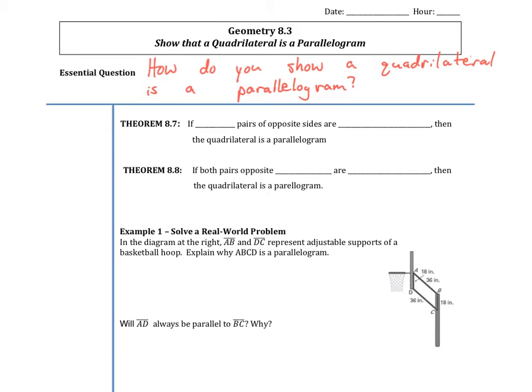All right, Section 8.3, we get into reasoning and showing how a quadrilateral can be proven to be a parallelogram. So in 8.2, we talked about the properties of parallelograms. Now we're going to use those properties to prove something's a parallelogram.